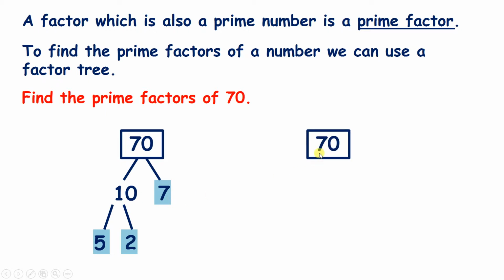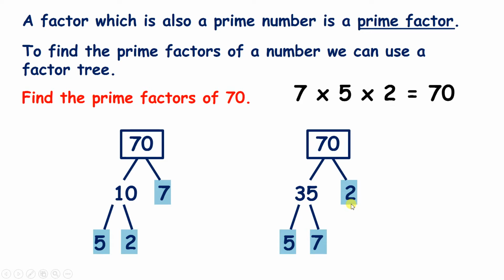And that works no matter how we break the number down. So if instead of 10 times 7, we'd chosen the factors 35 and 2, we can leave 2 as it is because it's a prime number, and 35 can be broken down into 5 times 7. So then again, the numbers that we have on the end of our branches are 5, 7, and 2. So 7, 5, and 2 are the prime factors of 70 because they're all prime numbers, and when you multiply them together, you get 70.